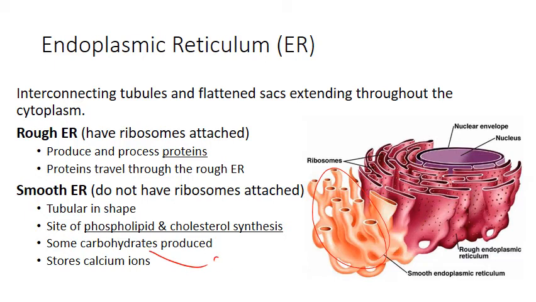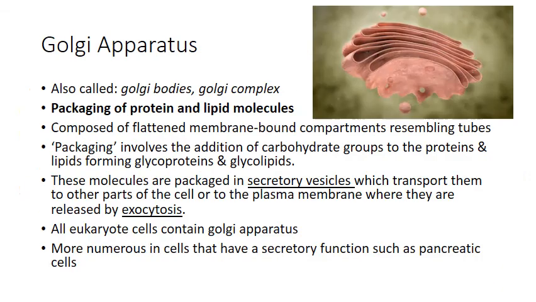Carbohydrates are our CHO groups, and it's also where we store calcium ions. The next one is the Golgi apparatus, also known as Golgi body or Golgi complex, depending on which book you tend to read. So here at the Golgi apparatus is where we are packaging those proteins that we just made from our ribosomes, and we're also looking at packaging lipid molecules.